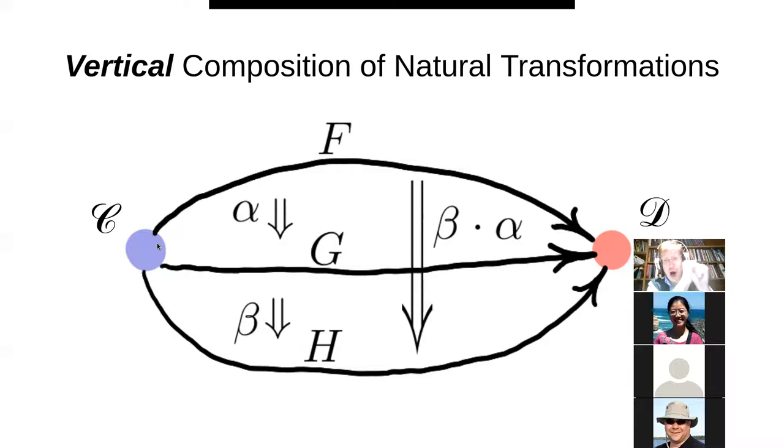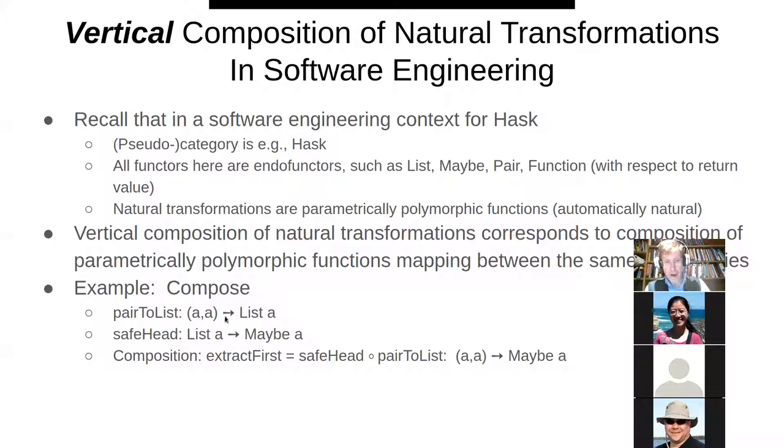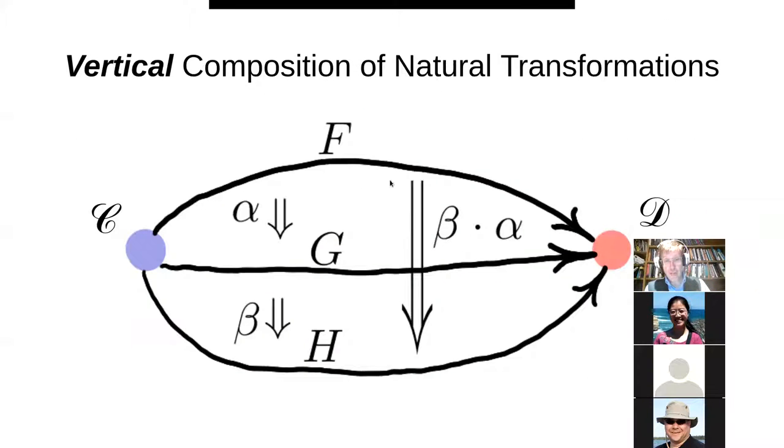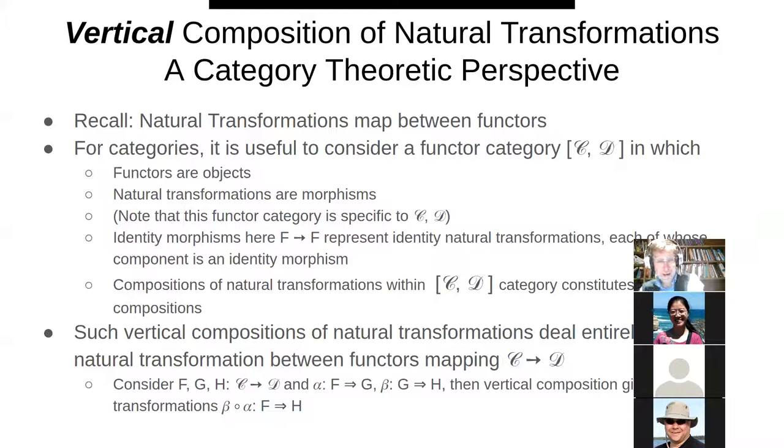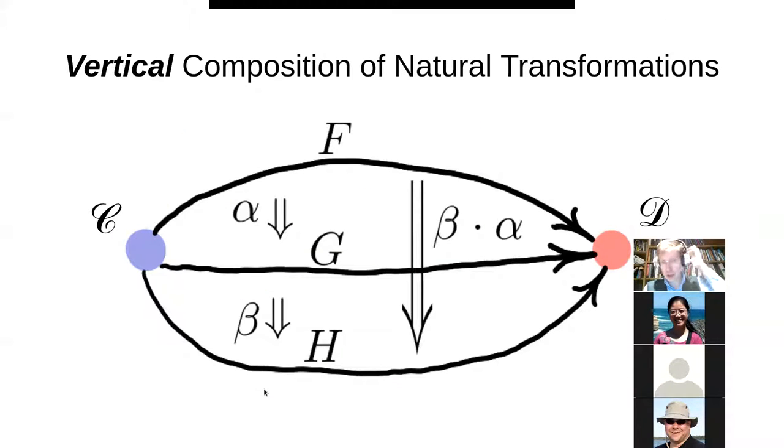Here, categories have been reduced to a dot, a functor to an arrow, and a natural transformation to its own sort of double arrow. So we can go from F to G, great. We can go from G to H, great. And that allows us, by composing them, beta after alpha, just like composing these two parametrically polymorphic functions, to go from F to H. That's vertical composition of natural transformations. You notice that all these functors, F, G, and H, are mapping from category C to category D. So that's called vertical composition of natural transformations.